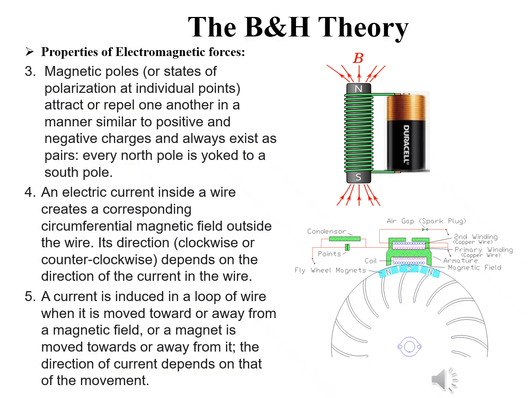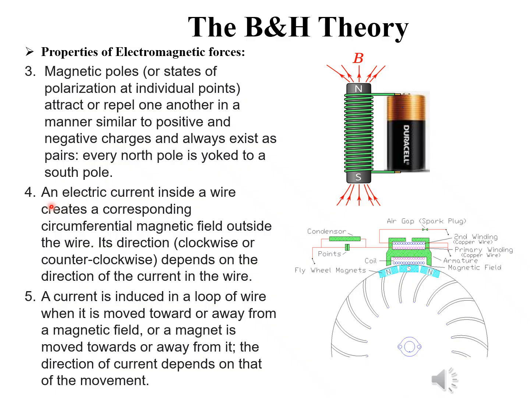All right, let's talk about properties of electromagnetic forces. Magnetic poles, or states of polarization at individual points, attract or repel one another in a manner similar to positive and negative charges, and always exist as pairs. Every north pole is yoked to a south pole.